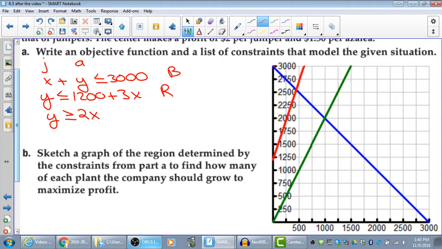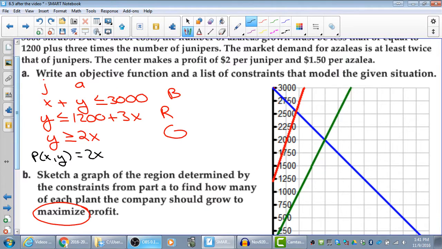Sketch a graph of the region. That's exactly what we did. Determined by the constraints from part A, find how many of each plant the company should grow to maximize the profit. I never did write the profit function. So here's the profit, on that last sentence if I remember right. The center makes a profit of $2 per juniper, so that ends up being 2x, and $1.50 for azaleas.